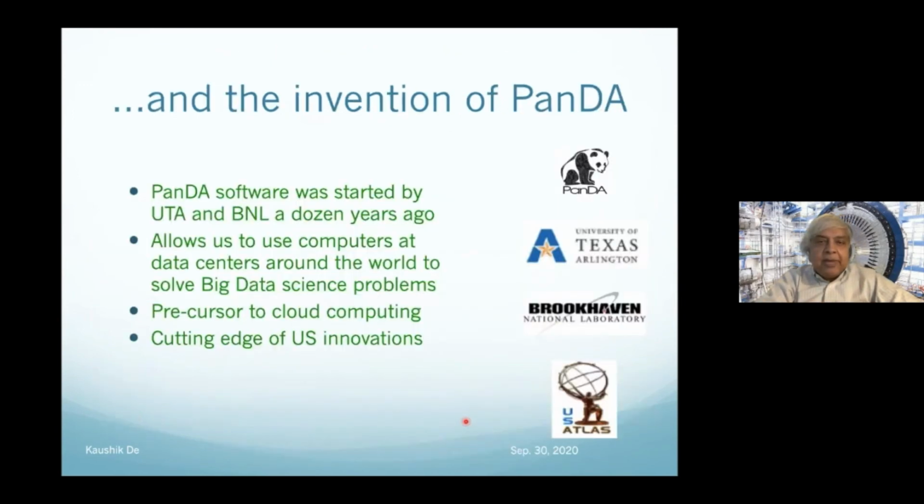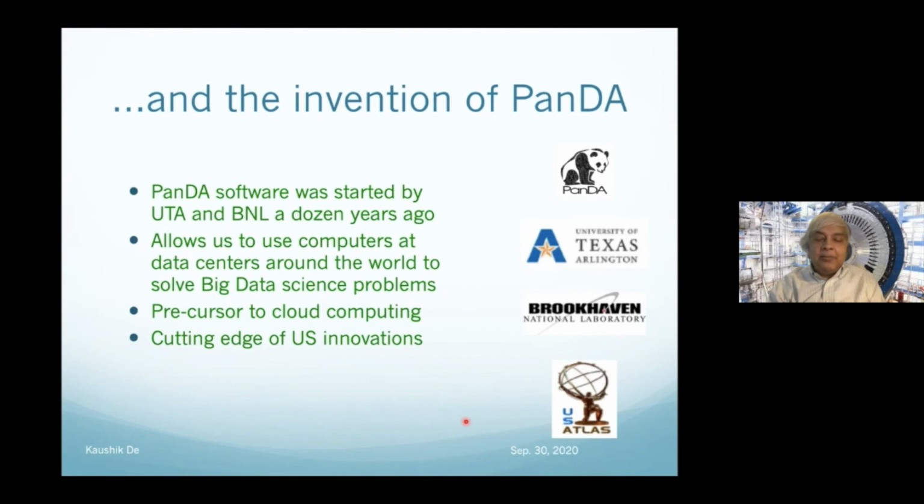So this is the Panda software, which I am the inventor of. It was started by UTA and Brookhaven National Lab more than a dozen years ago. And it allows us to use computers at data centers all around the world, altogether, those 400,000 computers, to solve the Higgs, for example, to find supersymmetry. This is really the precursor to what we call today cloud computing.